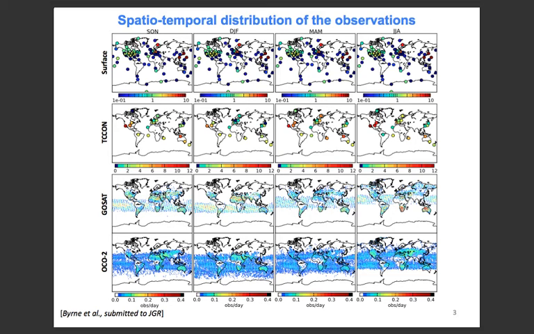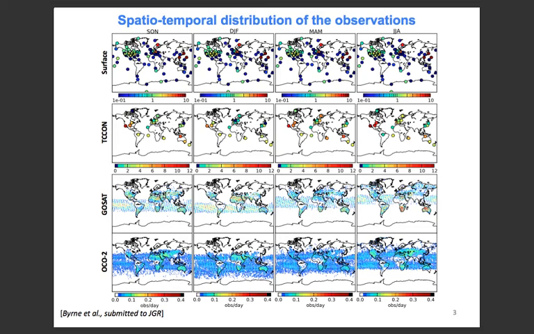The TCCON network is less dense, but it's growing in time. That was designed specifically for validating the satellites, but we're realizing we can do some good science from the network, so we expect to see that expansion continue. This is the GOSAT observational coverage and OCO2, and you can see the significant increase in observational coverage as we go from GOSAT to OCO2. So what we decided to do is to sample the model at the observation locations and times. So we're not going to use real data.